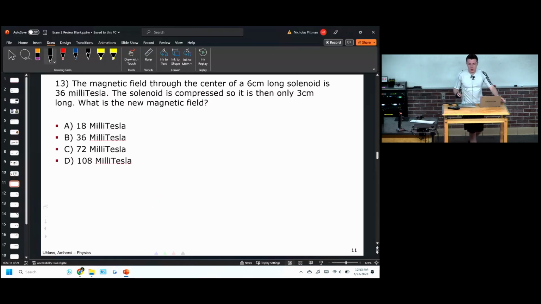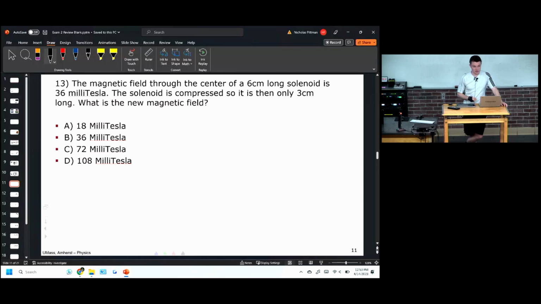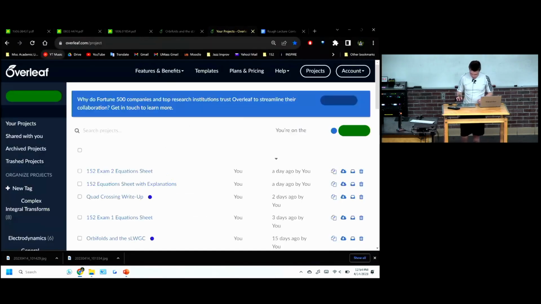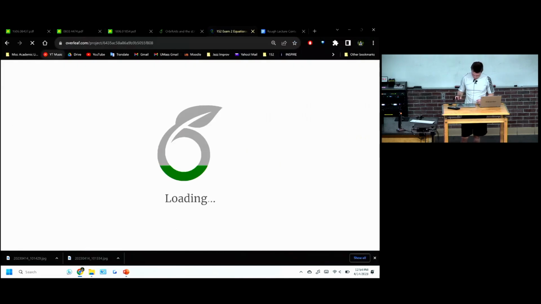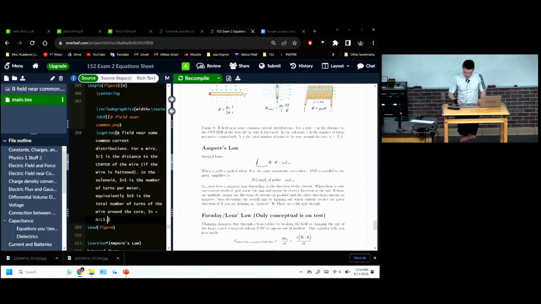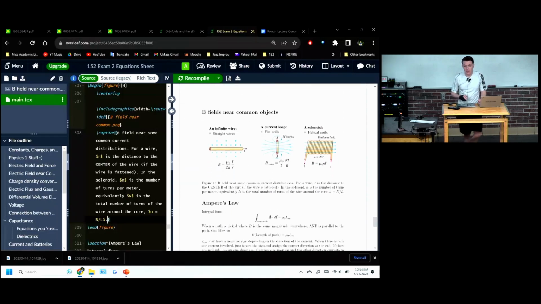Okay, something I want to point out that I don't think Paul pointed out, there are formulas for B fields near common objects. They are in the equation sheet. There's 3 of them. I just want to show you where they are, since they're kind of in a weird spot. They're under their own section in an image called B fields near common objects.